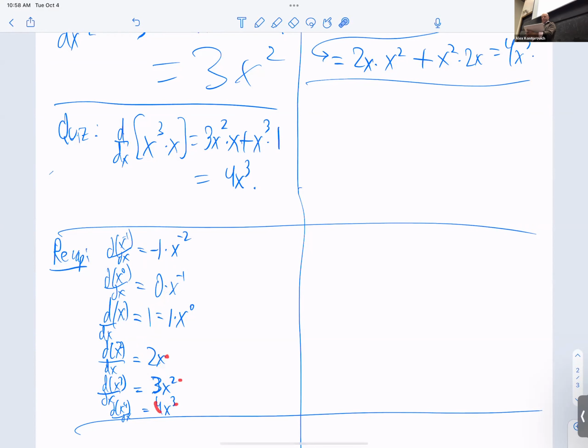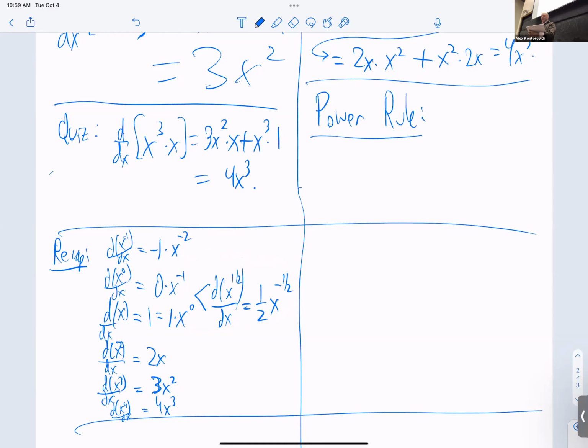Okay, x to the 4, x to the 3, x to the 2, x to the 1, x to the 0, x to the negative 1, x to the negative 2. The pattern continues. Wait a second. What about the derivative of square root? Between 0 and 1, somewhere in here, is the derivative of square root of x with respect to x, which is 1/2 x to the minus a half, which again fits exactly the same pattern. Everybody see that? So that's what's called the general power rule. The power rule shortcut is that the derivative of x to any power, let's say alpha, is equal to what has happened here.